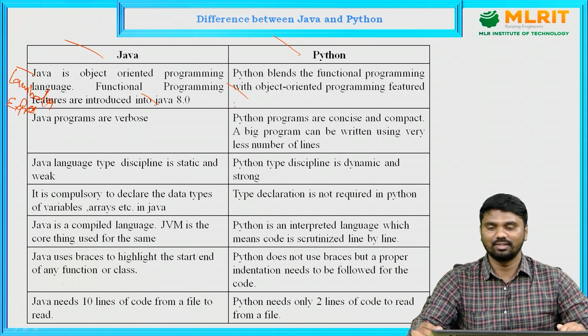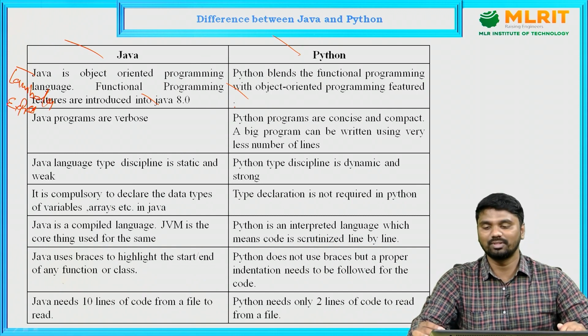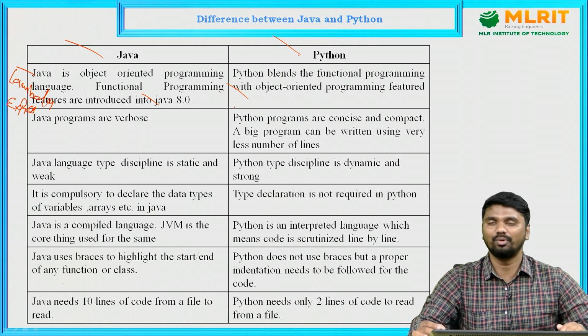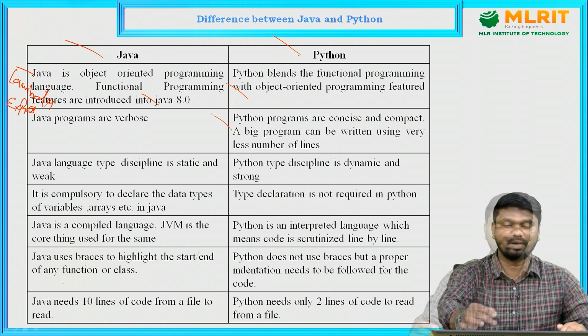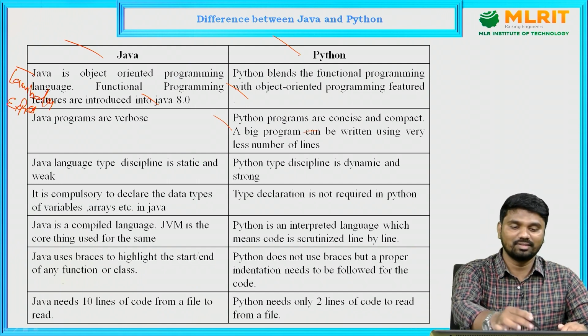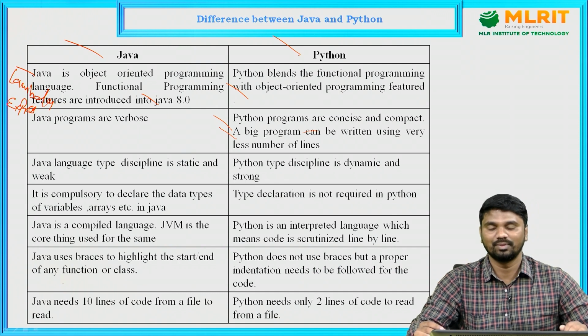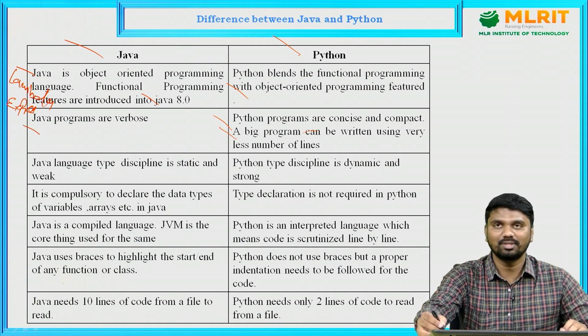First difference: in Java, programs are verbose. Verbose means Java programs contain a huge number of lines, more lines compared with Python. Python programs are concise and compact. A big program can be written using very few lines. So Java programs have more lines comparatively.